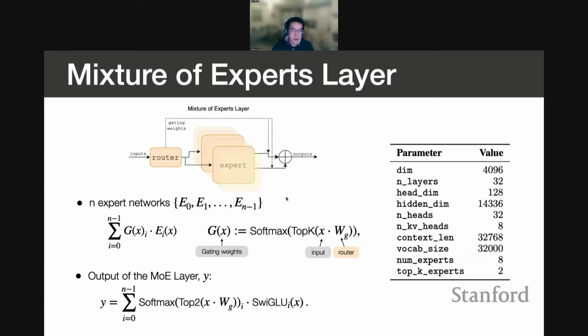So if you write it mathematically, you can say that the input is X, and the router has a matrix multiplied to it, and then you take the top K experts out of that, do a softmax, and these are your gating weights. The output of the mixture of experts layer Y is the softmax of the top two gating weights times the SwiGLU function over X, for each of the experts.